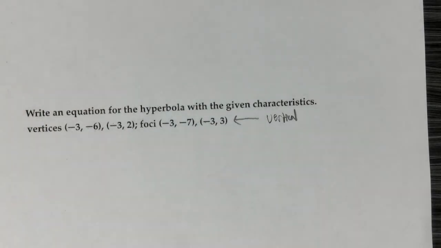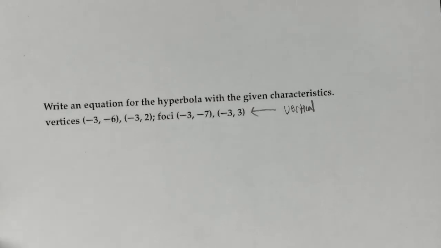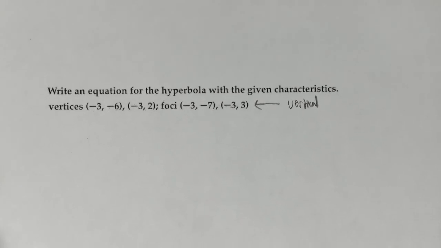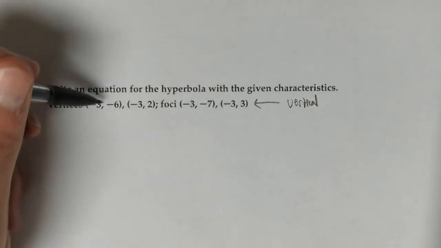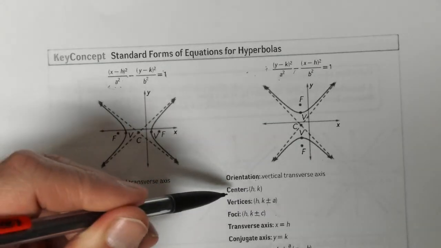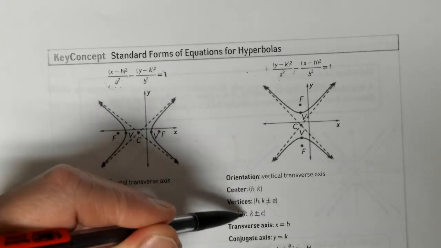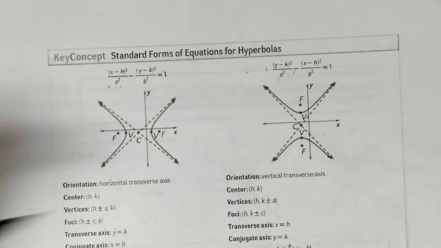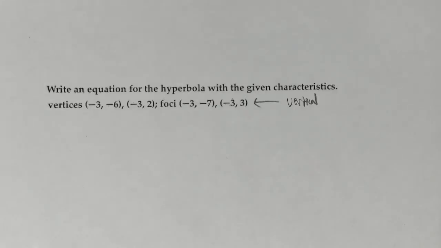All right, so that's going to be a vertical oriented hyperbola. And once again, if you wanted to verify that from the chart, all the h coordinates are the same, right? And so if all the h coordinates are the same for the vertices and the foci, then you know you have a vertical hyperbola. All right, and that's what we have.